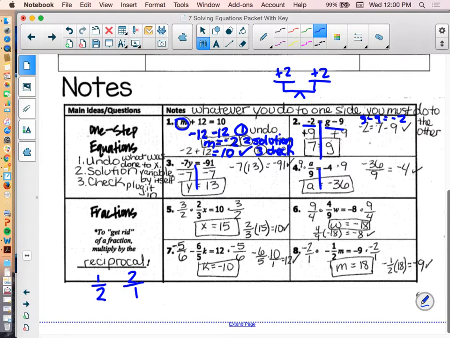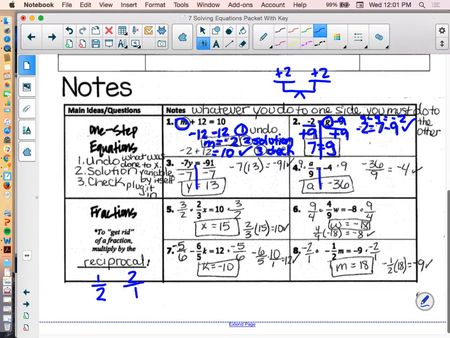Okay, and then we are going to undo what was done to the variable. So the variable is g. I'm subtracting 9. So the opposite or the inverse operation is to add. I add 9 to both sides. So negative 2 plus 9 is 7, and that's our solution. Don't forget to check. This third step is to check. Undo, solution, check, plug it in, plug it in. So plug it in. Instead of g, I'm going to write 7. So now I do 7 minus 9. Is it equal to negative 2? Yes. Check. That's good.